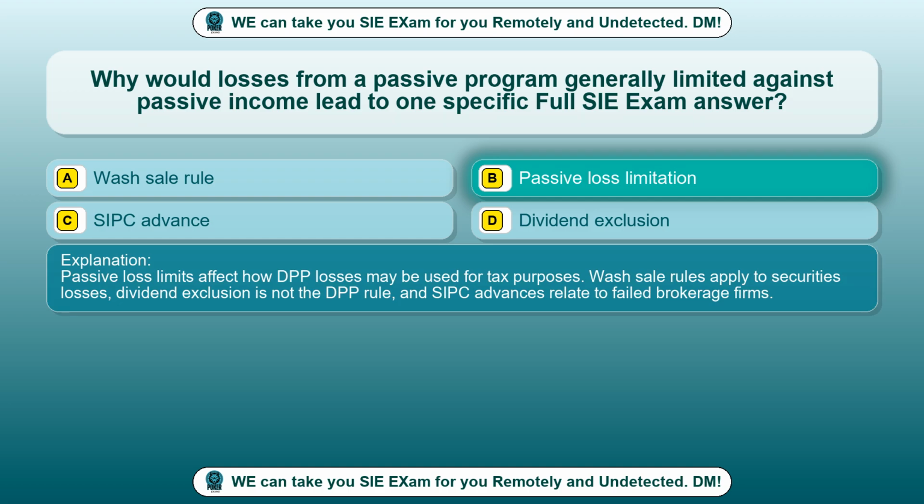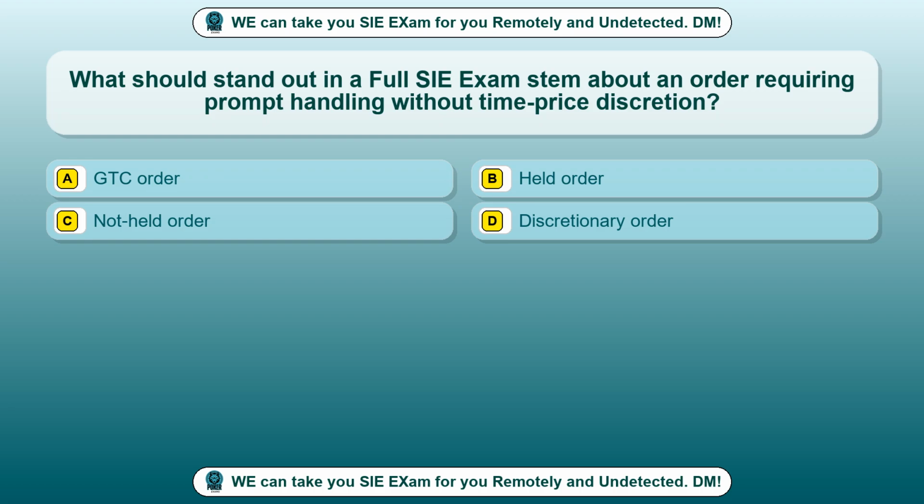Passive loss limits affect how DPP losses may be used for tax purposes. Wash sale rules apply to securities losses, dividend exclusion is not the DPP rule, and SIPC advances relate to failed brokerage firms.